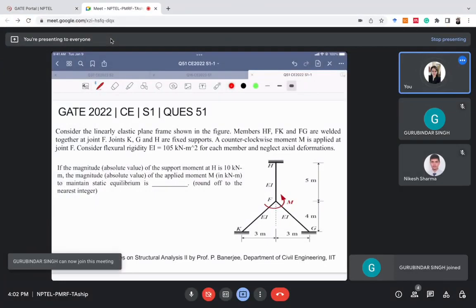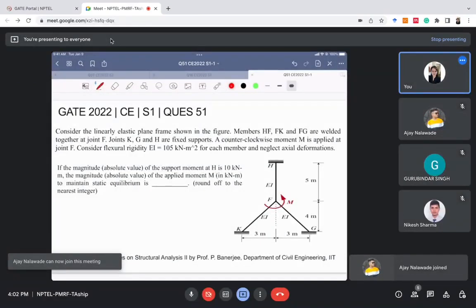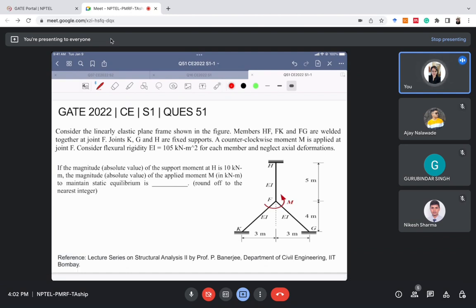Today I'm going to discuss three major concepts. I'll try to cover three problems. In the first problem, I'll discuss the concepts regarding carryover moment, distribution factor, etc. In the second problem, we'll discuss shear center a little bit. And the third problem is related to structural dynamics. So these concepts I'm going to cover today.